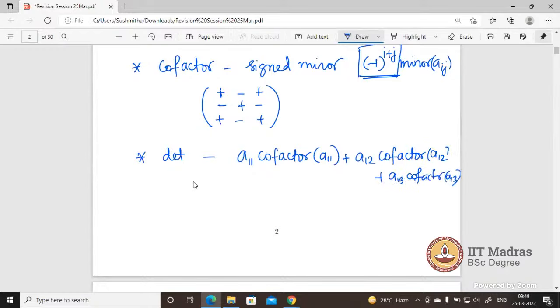Ma'am, here it will be minus A12? No, it will be plus because the cofactor will give me the minus sign. For example, if I had taken the minor, I would have written minus A12. But because I'm taking the cofactor, the cofactor itself will give me a minus sign, right?